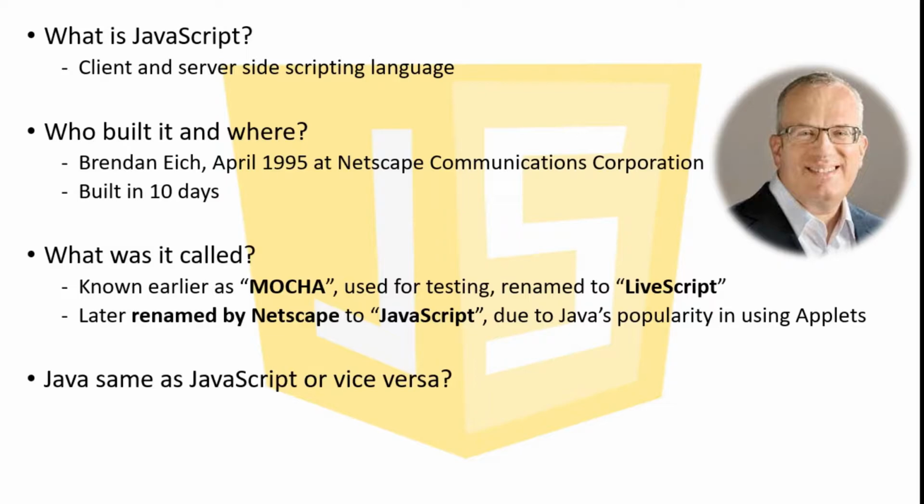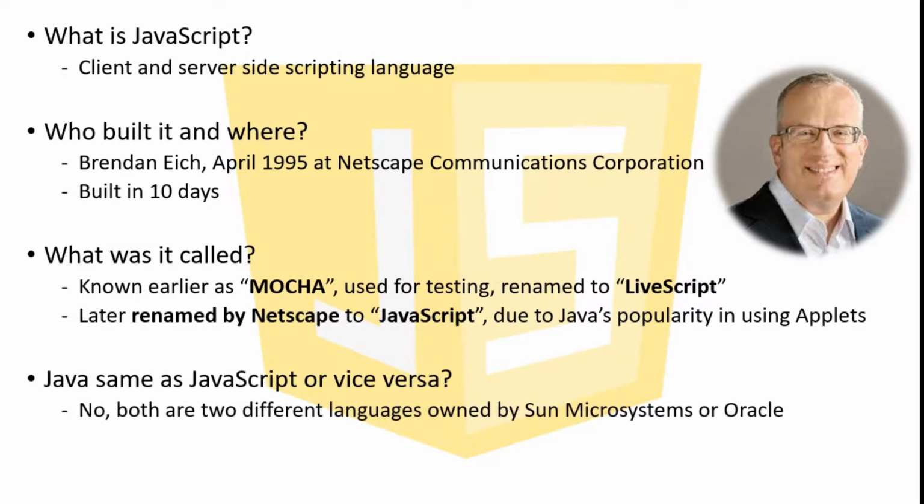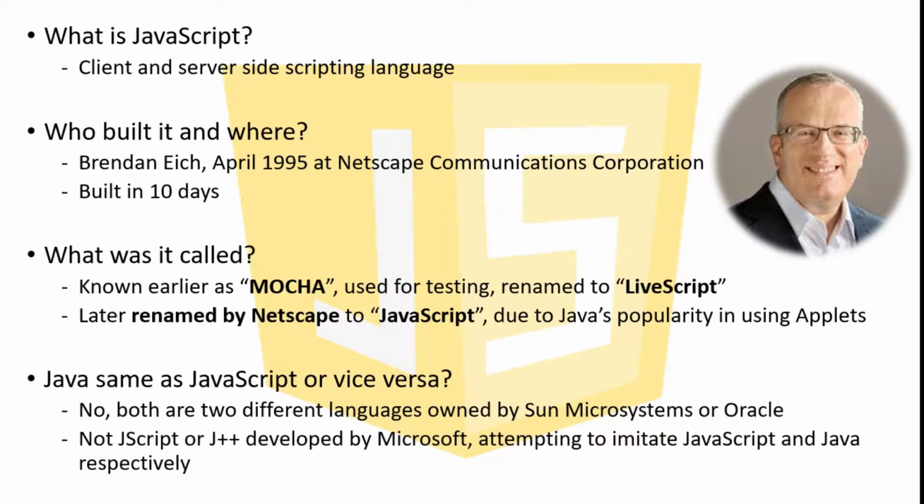Is Java same as JavaScript or vice versa? The answer is no. JavaScript and Java are two different languages owned by Sun Microsystems or Oracle. It is not to be confused with JScript or J++, as these technologies are built by Microsoft to imitate JavaScript and Java respectively.